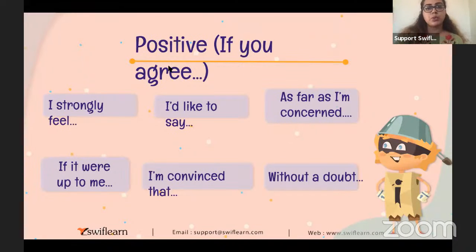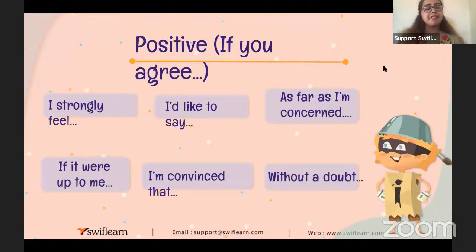The first thing that you can use is "I strongly feel." Okay, you can say "I strongly feel." You could even say "I'd like to say." This is on a personal note because you are commenting as an individual. So when you comment as an individual, this is the best way to move ahead. You can even say "as far as I'm concerned," that means you are stressing your own opinion. You are not basing it on anything else. You are only talking about how you feel about this topic.